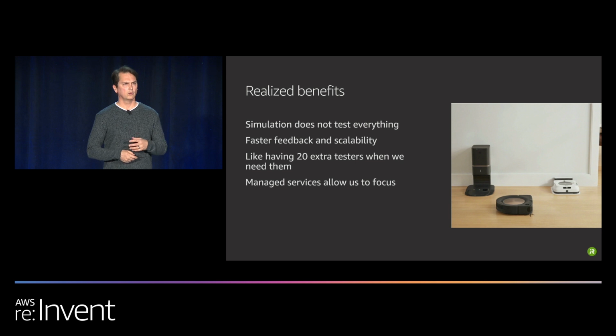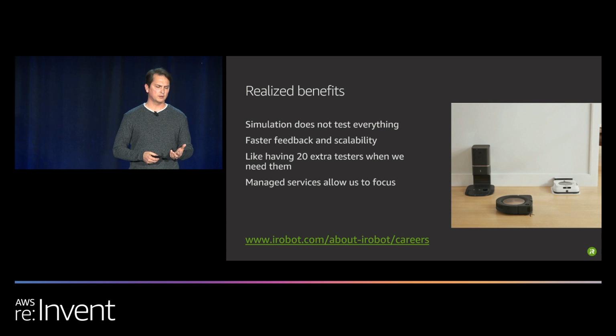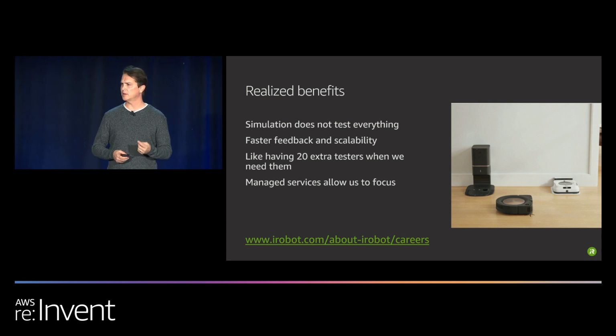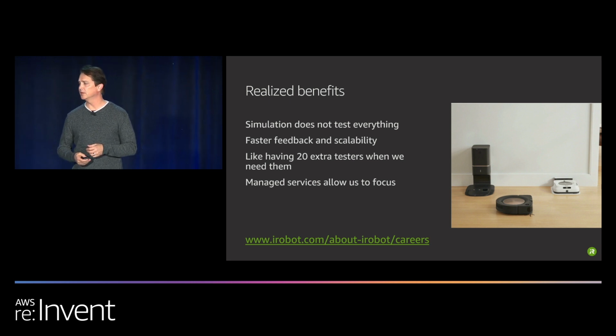Well, we're seeing a lot of results from this effort, and while simulation doesn't catch everything, it is really good for behaviors, strategies, and basic interactions. The faster feedback and scalability have benefits that can't be ignored. And a managed service like AWS RoboMaker allows us to focus on the demanding jobs of tough robotics challenges that allow our robots to live in the real world and help make people's homes a little cleaner every day. Thank you.